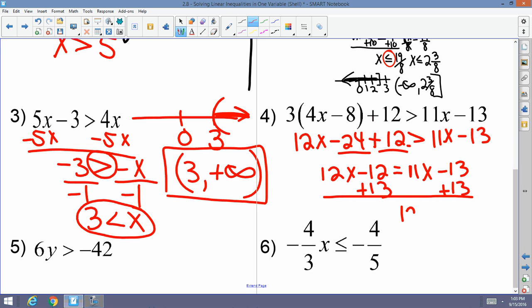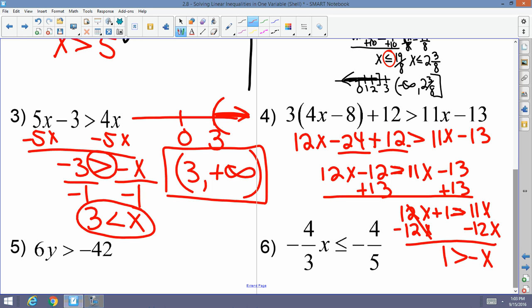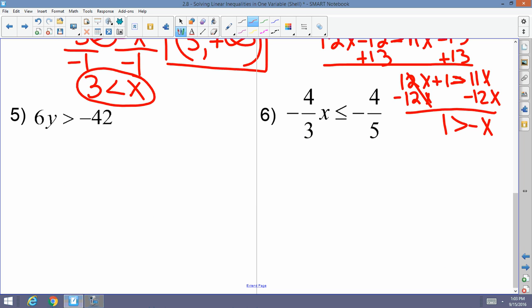So I've got 12x plus 1 equals 11x. I'm going to subtract 12x to both sides. And I'm sorry, it's not equals, it's greater than. I'm going to subtract 12x to both sides. So I got negative x is less than 1. But I don't want to solve for negative x, I want to solve for x. So I divide by a negative to both sides. So I've got -1. I divide it by a negative. I got to flip that inequality. And again, I'm reading from the variable. X is greater than -1.